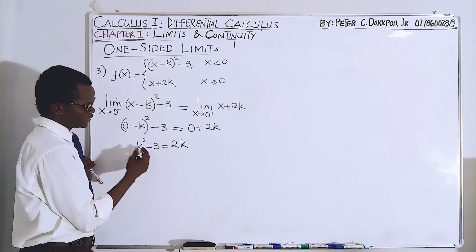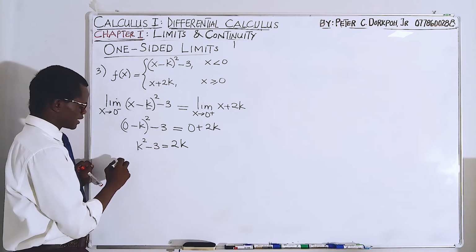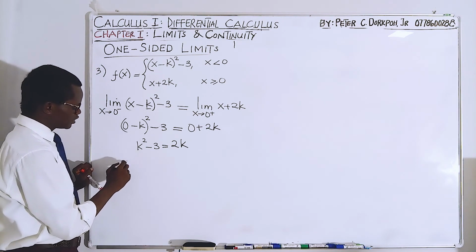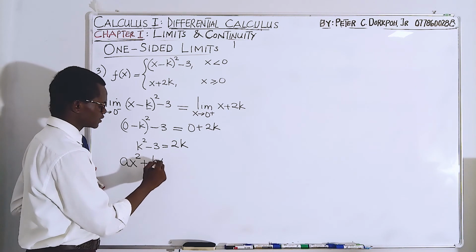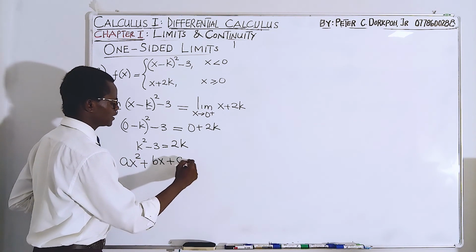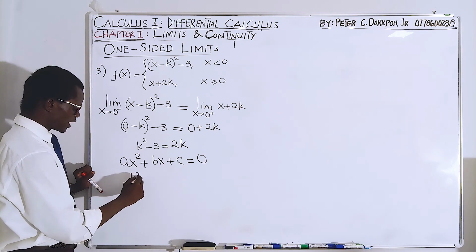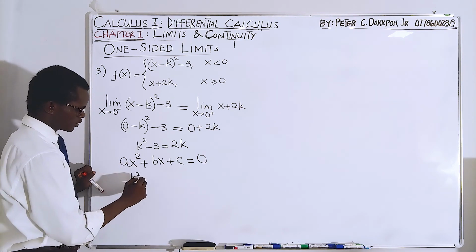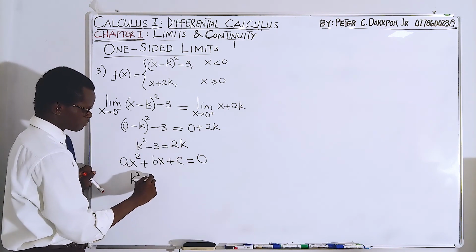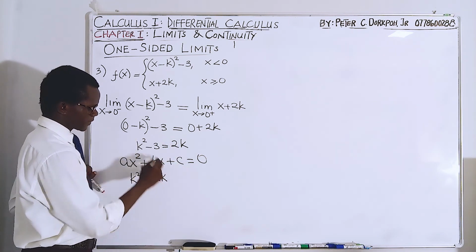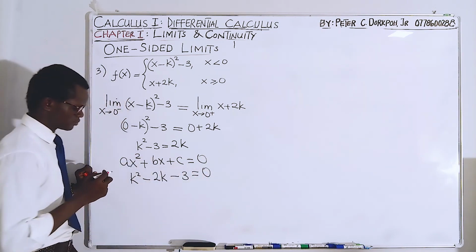So this is a quadratic equation. For a quadratic equation, we must first ensure that one side is in the form ax squared plus bx plus c, and the other side is 0. So this is now the k squared, which is representing x squared, minus this 2k, we send it across, it becomes minus 2k. Then we have minus 3, which is a constant. The right hand side is equal to 0.